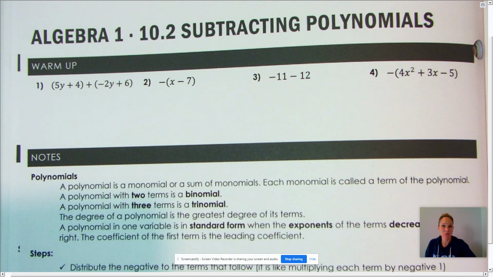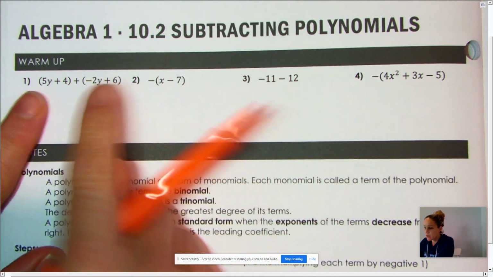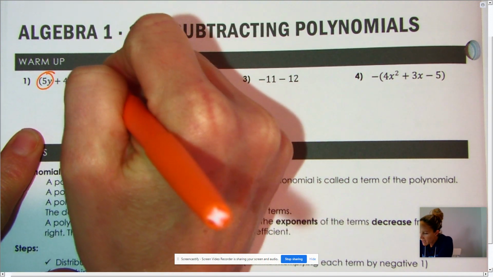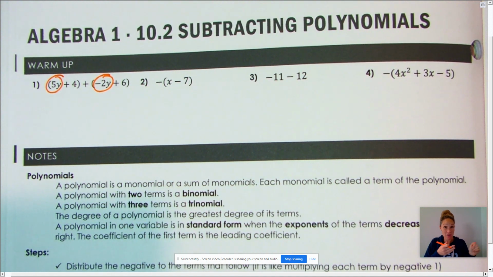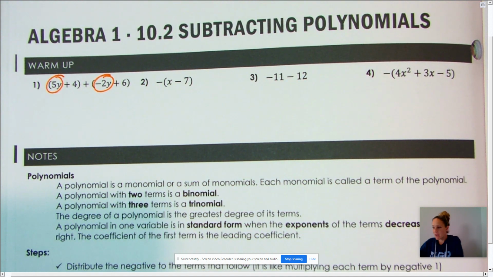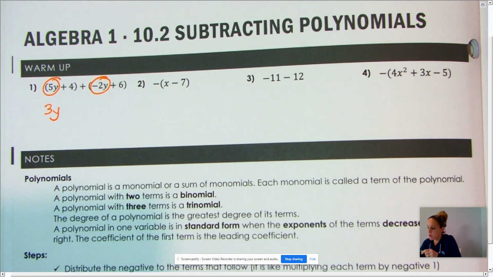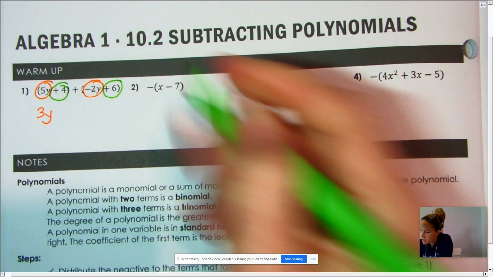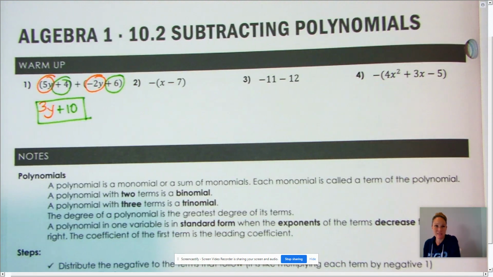We'll go ahead and get started with the warm-up, which is just kind of a review of what we did yesterday. So first of all, we are going to add like terms. If I have 5y and negative 2y, remember positives and negatives cancel each other out. So I have 5 positives, 2 negatives. I've got 3 positive y's left. Then I want to look for the next thing that's alike. So I have 4 positives and 6 positives. Altogether, that is 10 positives. So 3y plus 10 is your final answer.